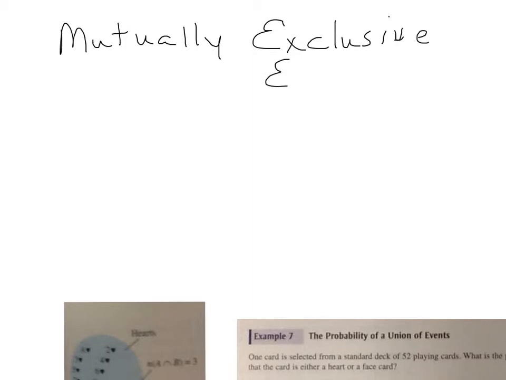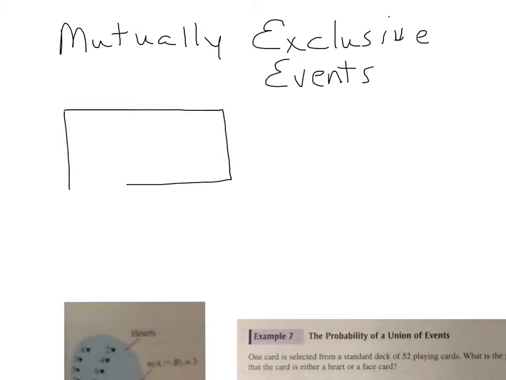Mutually exclusive events have no elements in common. I could represent that if this is our sample space and we have event A and event B represented by those circles, that those events are mutually exclusive. We would say that they're disjoint. They have no elements in common.